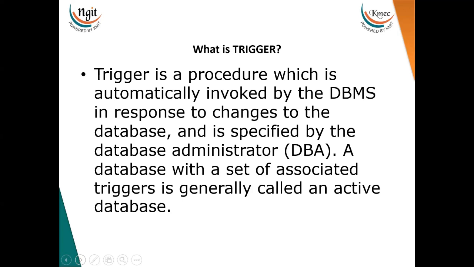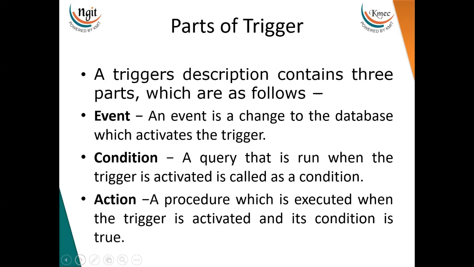Now we will learn in more detail about triggers and the parts that they include. Here we mainly have event, condition, and action. What is an event? An event is a change to the database which activates the trigger. As discussed before, the trigger gets activated only when there are some changes made to the database. So what sort of changes can be made to the database? Any DML operations are considered as an event.